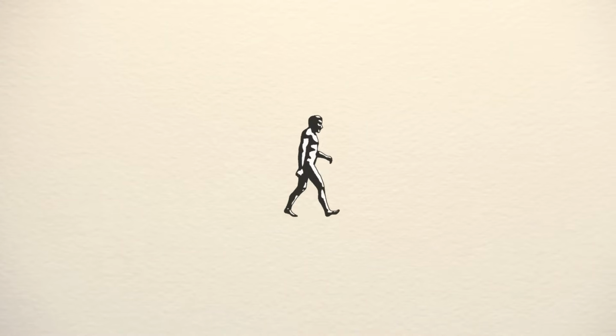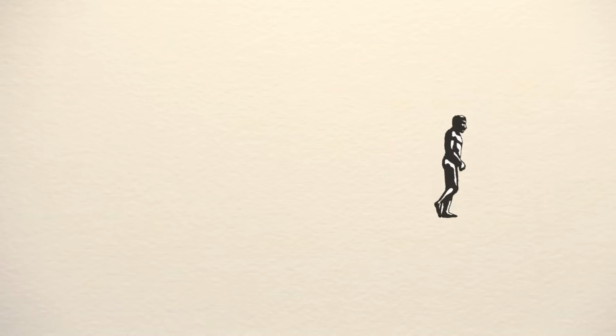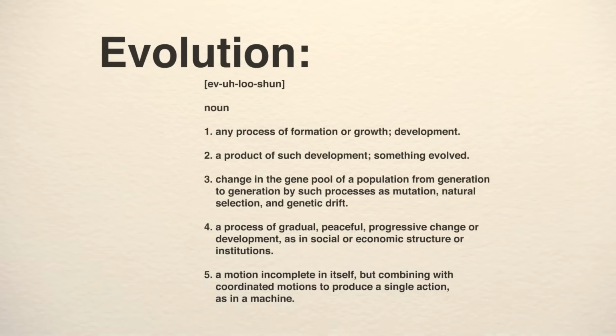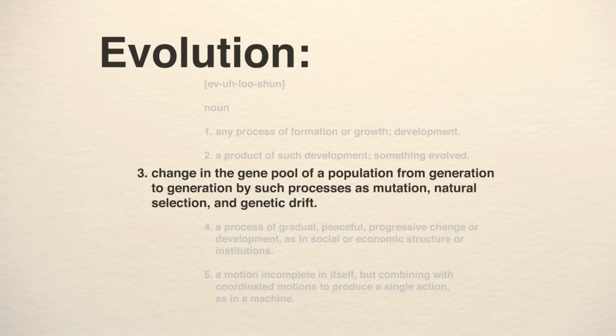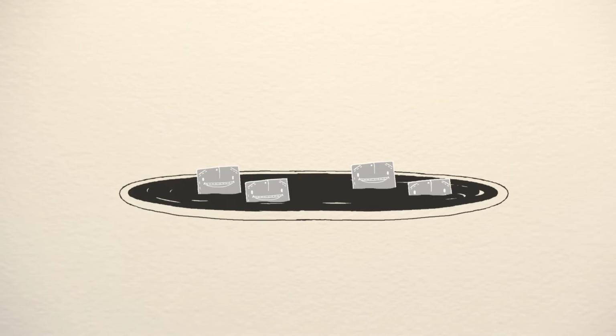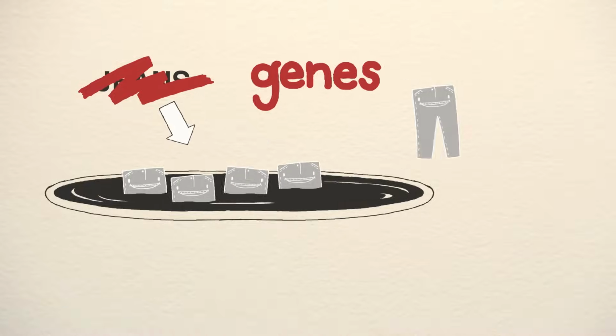Before we discuss all five of these processes, we should define evolution. Evolution is simply change in the gene pool over time. But what is a gene pool? And for that matter, what is a gene? Before spending any more time on genetics, let us begin with a story.